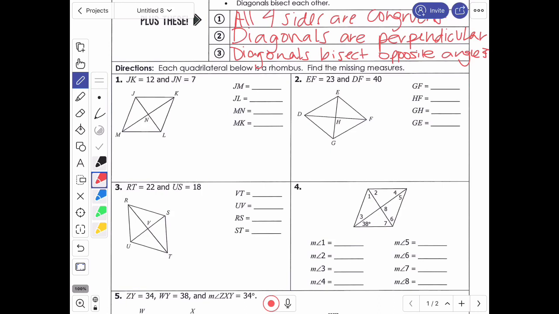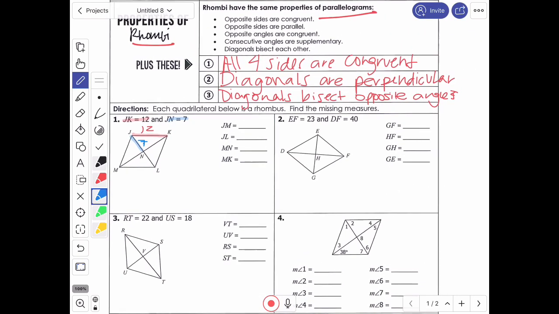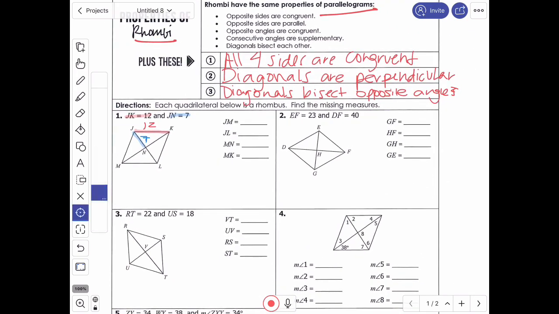So in number 1, I have JK is 12. So JK would be this side, 12, and JN is 7. So JN is going to be blue. Okay, so what do we know about rhombuses? Well, we know that all 4 sides are congruent. That's this new property. All 4 sides are congruent. So JK should be congruent to KL, LM, and JM.